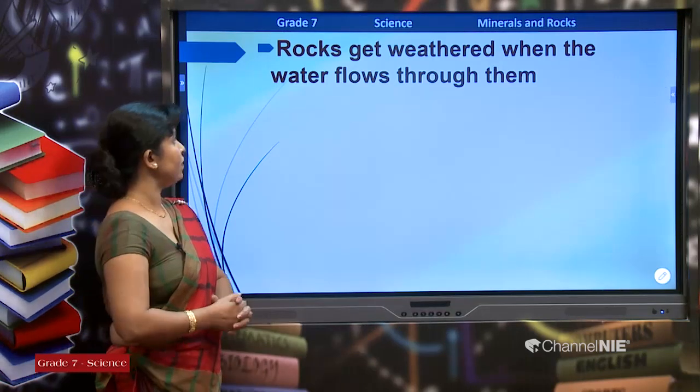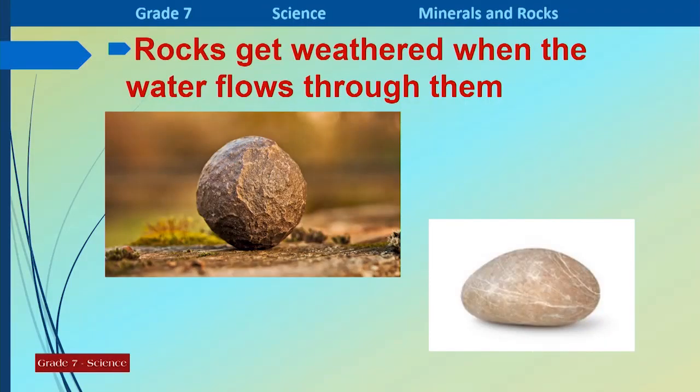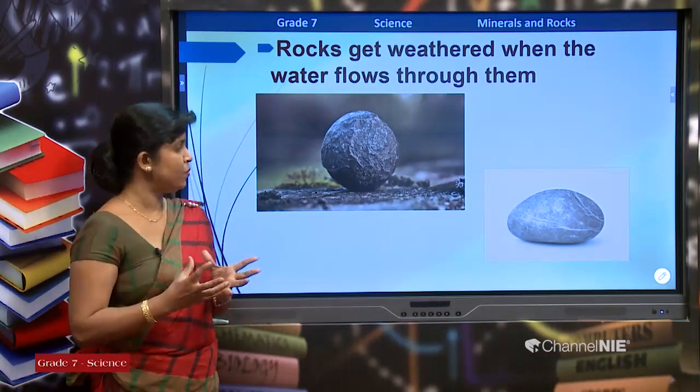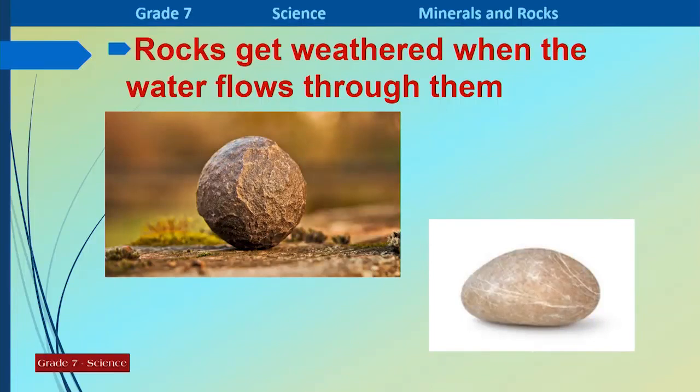Rocks get weathered when the water flows through them. You may have seen the stones that are found in rivers. They are round in shape. The reason is the stones get weathered when the water flows through them. You can understand it using these two pictures. You can see the shape of the stone there. The shape is round. You can see the edges of the stone are well smoothened and well shaped. Then you can see that the rocks get weathered when the water flows through them, right.